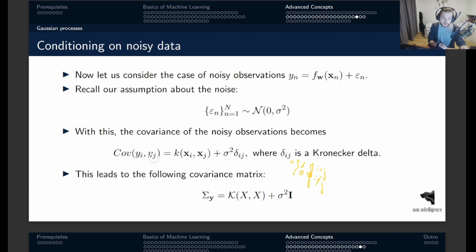Observe that this is an individual entry of our covariance matrix sigma y. And if we were to write it down for each possible combination of inputs, we have that sigma y is equal to the kernel matrix of X with itself plus sigma squared times the identity. And this shouldn't look surprising to you because, again, it looks like the empirical covariance matrix plus some regularization. So X transpose X plus lambda times the identity. We have seen that in our linear regression several lectures ago. And this is what we also have here.